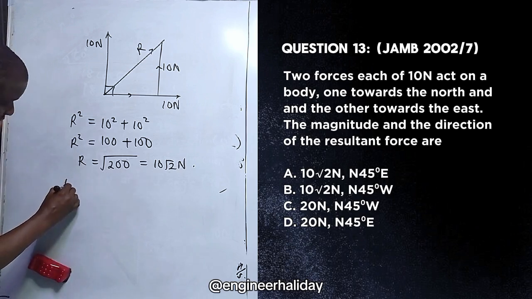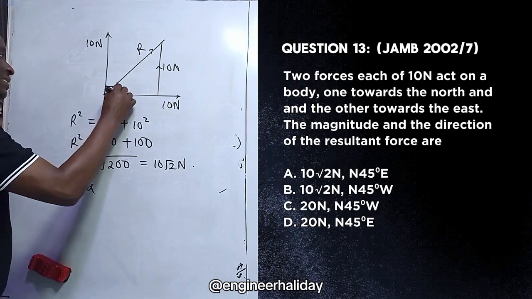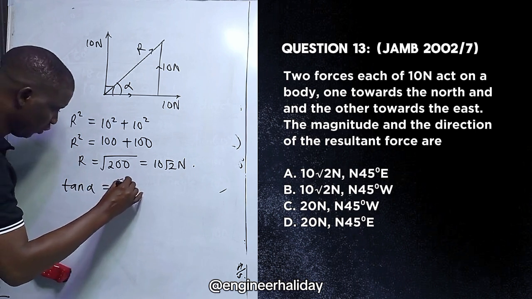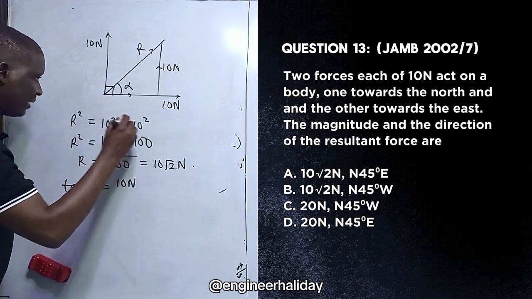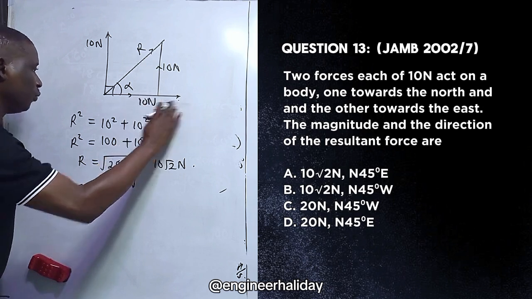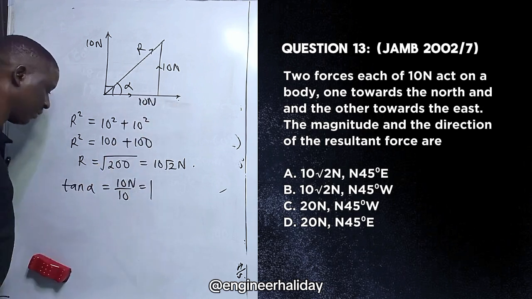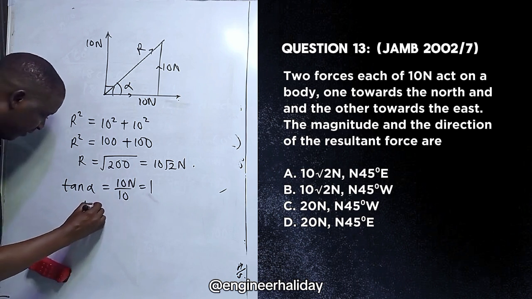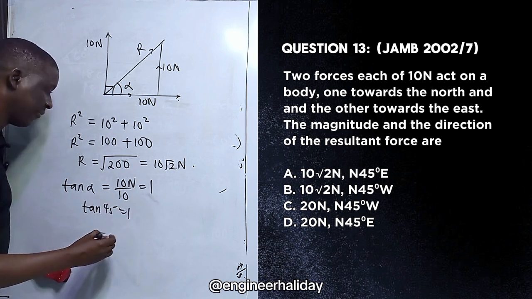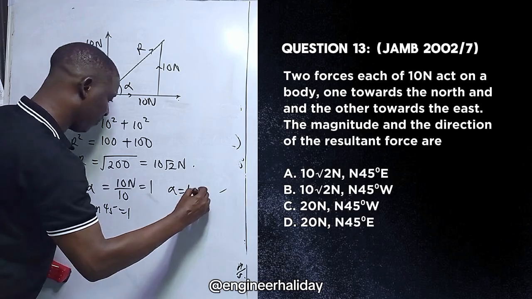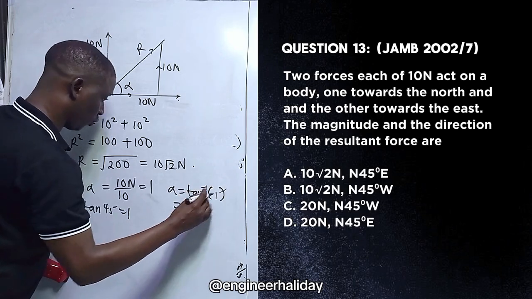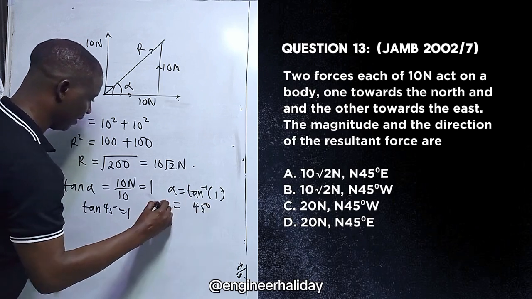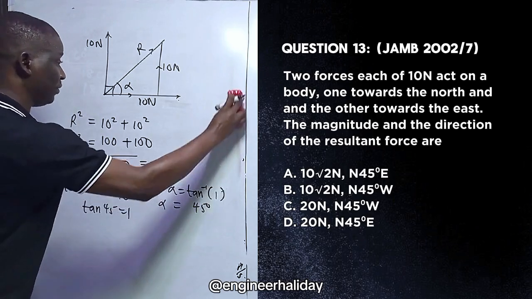What about the direction? Tan alpha, let's say this is the direction of the resultant. That is opposite over adjacent, which is 10 Newton over 10 Newton. What do you have? 1. Then what tan of angle will give us 1? Tan 45 will give us 1. So therefore, alpha equals tan inverse of 1, which is 45 degree. So the direction is 45 degree.